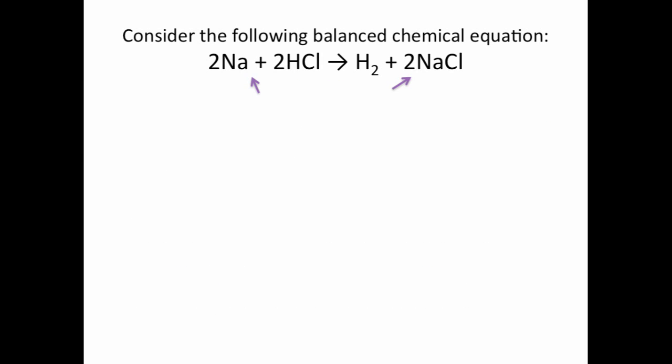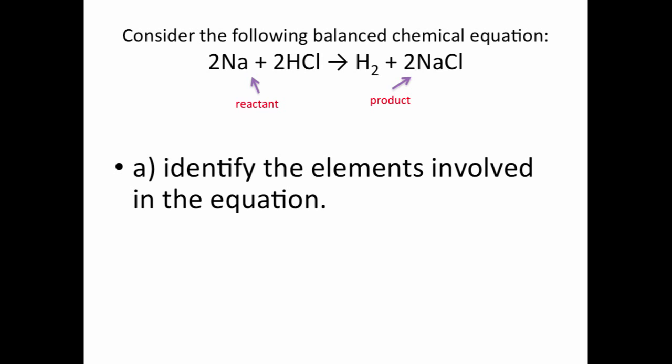So consider the following balanced chemical equation. You have 2Na plus 2HCl yields H2 plus 2NaCl. If you were to draw a line right through the arrow, and go ahead and do that on your notes, label the left side as the reactant side and the right side as the product side.